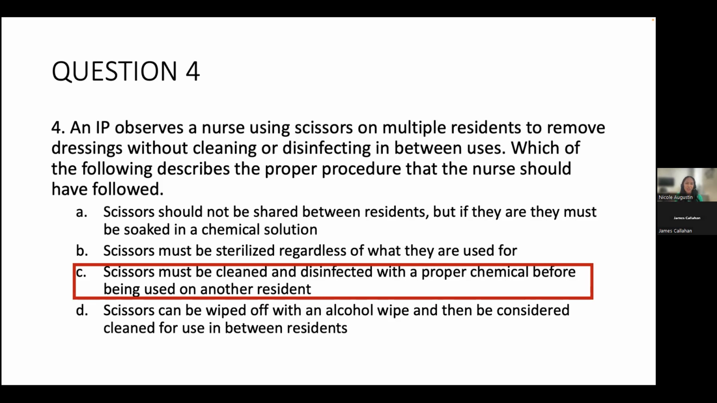An infection control practitioner observes a nurse using scissors on multiple residents to remove dressings without cleaning or disinfecting in between uses. Which of the following describes the proper procedure that the nurses should have followed? And the correct answer is C, scissors must be cleaned and disinfected with a proper chemical before being used on another resident.